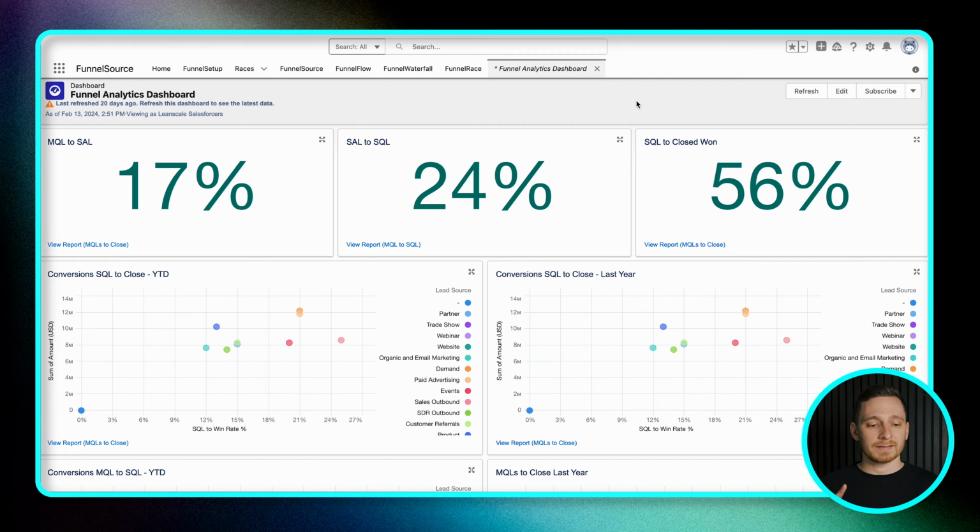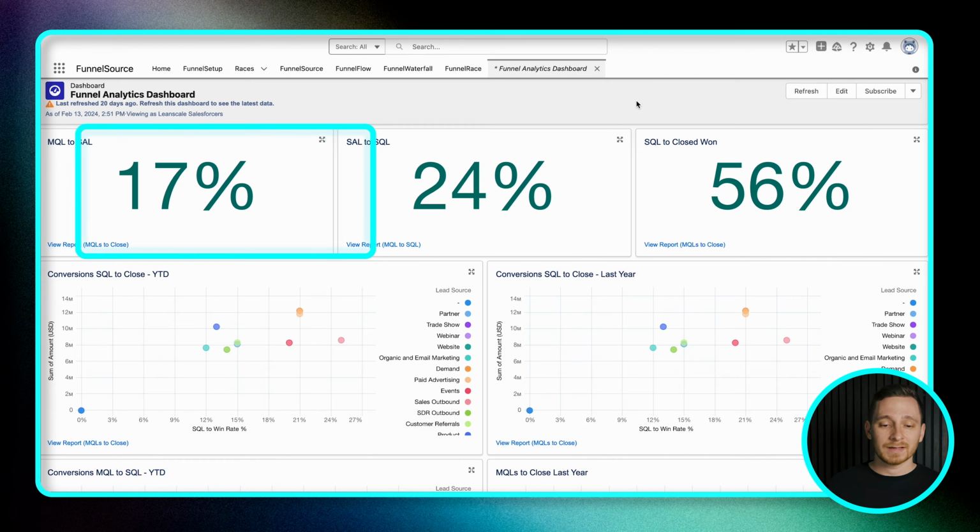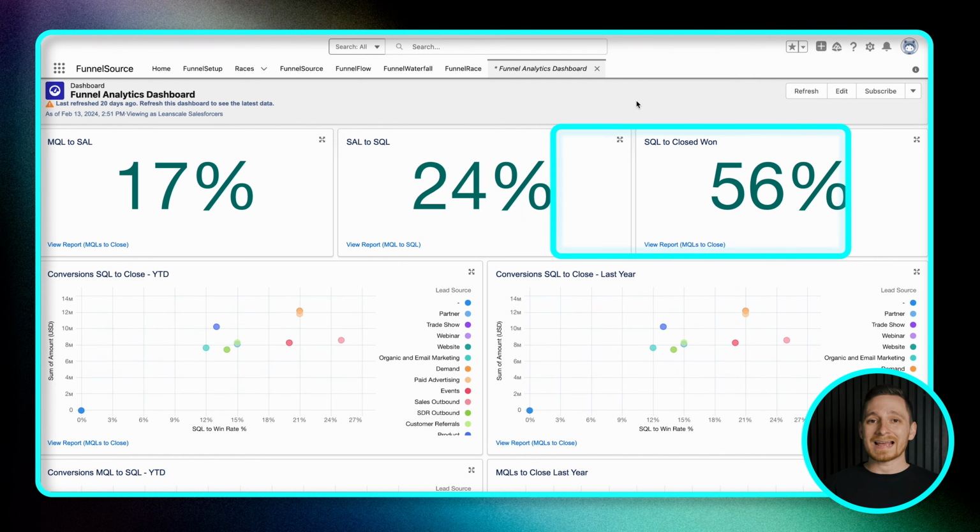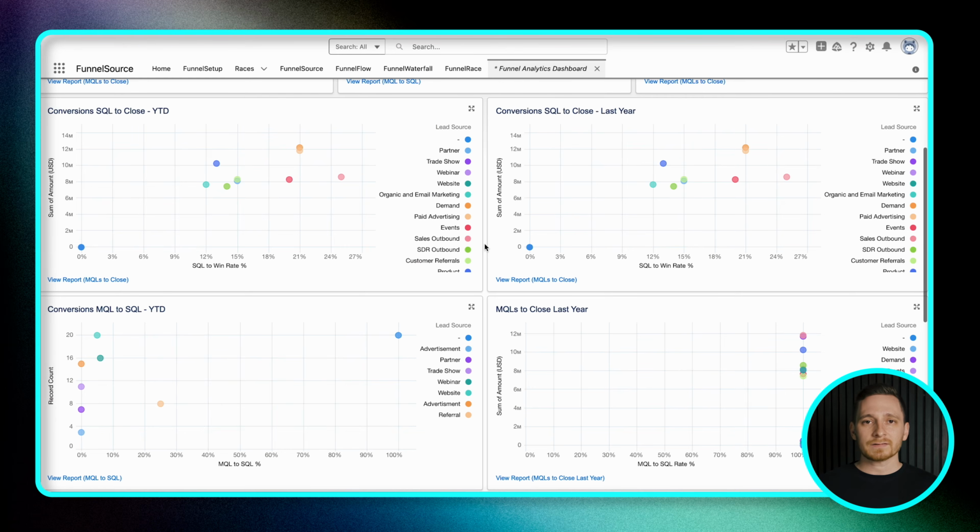be interested in. That's gonna be MQL to SAL, SAL to SQL, and then SQL to close won. So this is just year-to-date conversion rates blended across segments, so that way you have a quick eye on what those conversion rates look like through your funnel. Next is one of LeanScale's favorite data visualizations to understand which lead sources are performing the best.